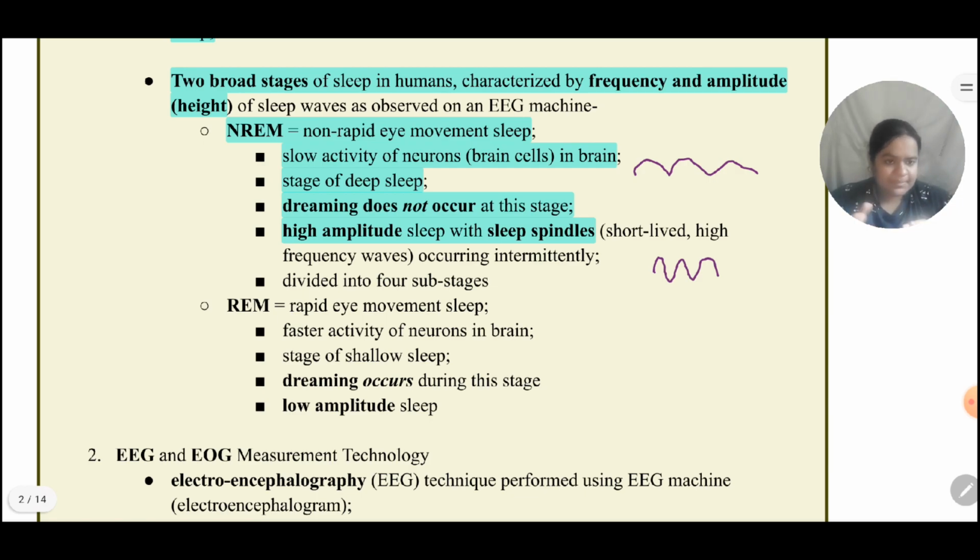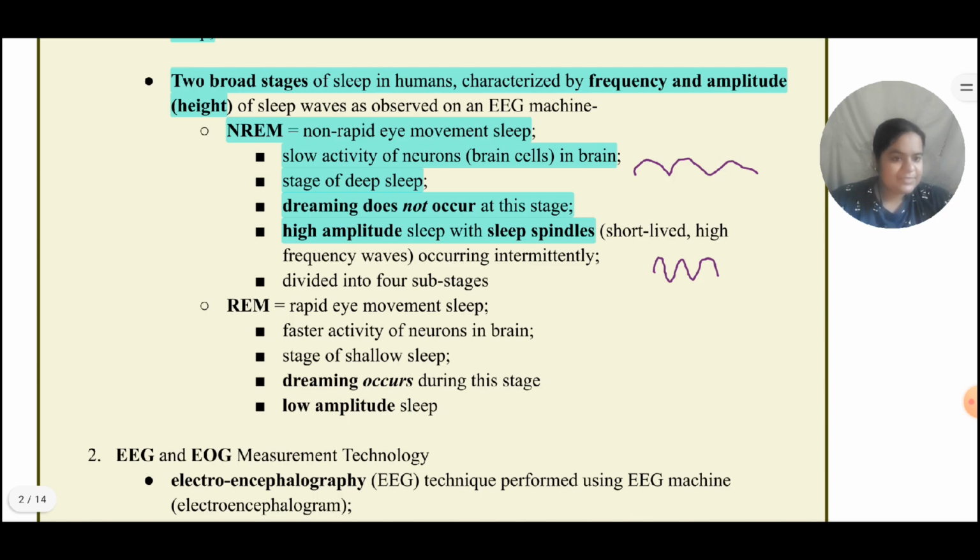My diagrams, my drawings are just there to help you visualize a point in your mind. Please don't take them seriously. Please look at proper diagrams in the textbook. Whichever textbook you're referring to, definitely there'll be an EEG diagram. So please look at those to understand properly NREM, REM stages of sleep.